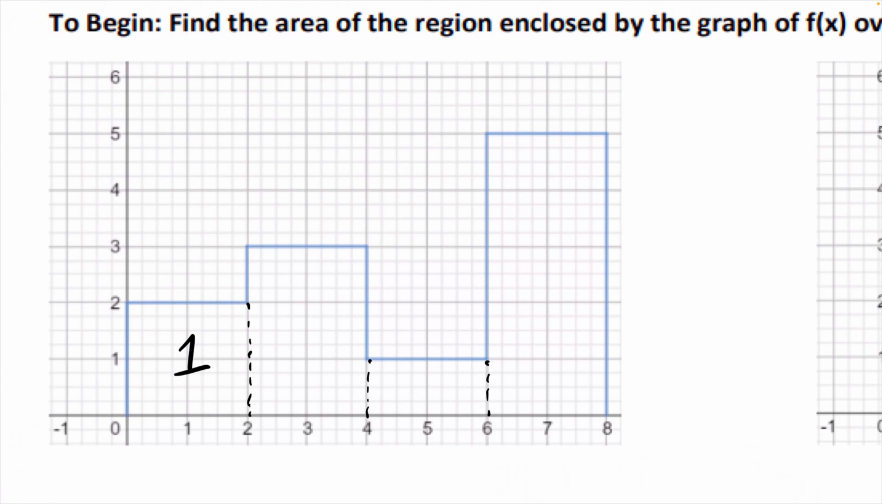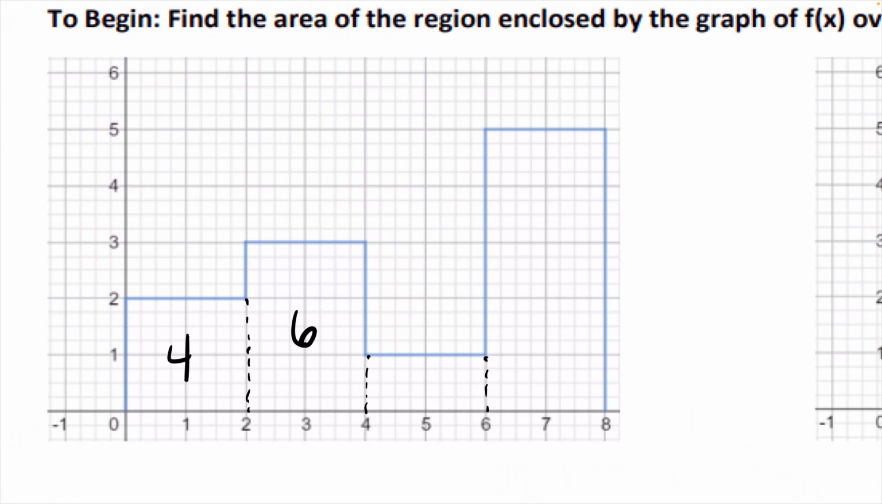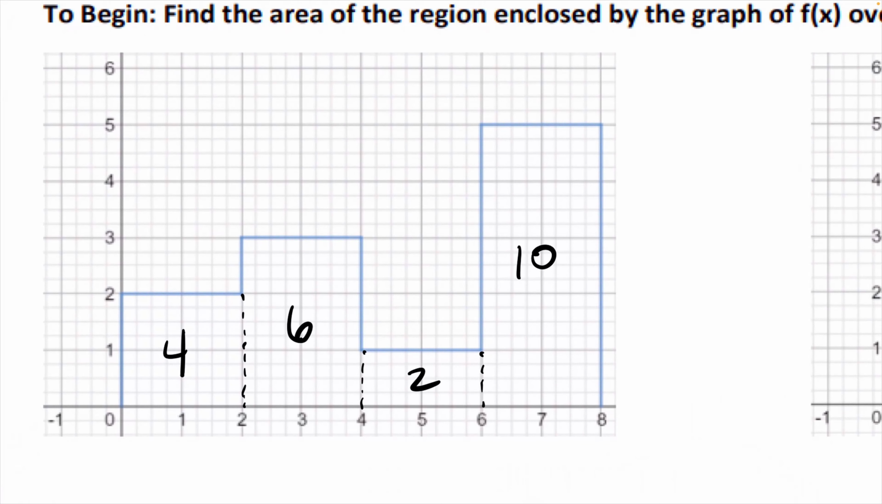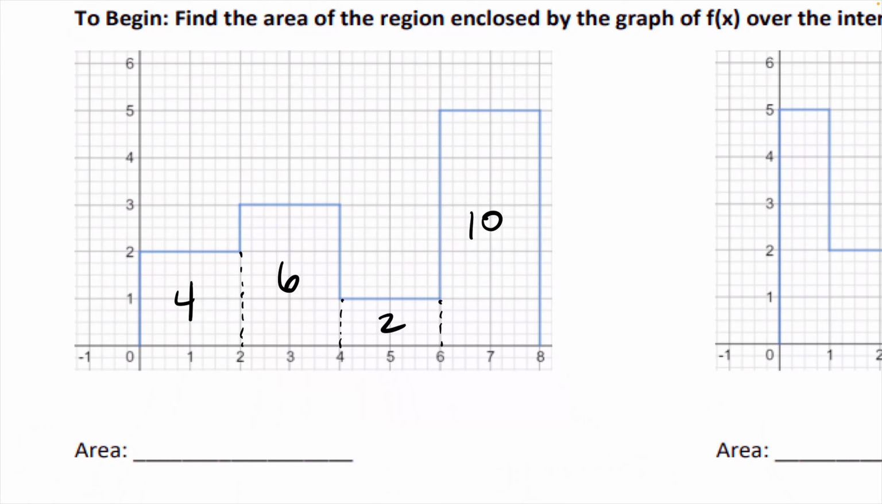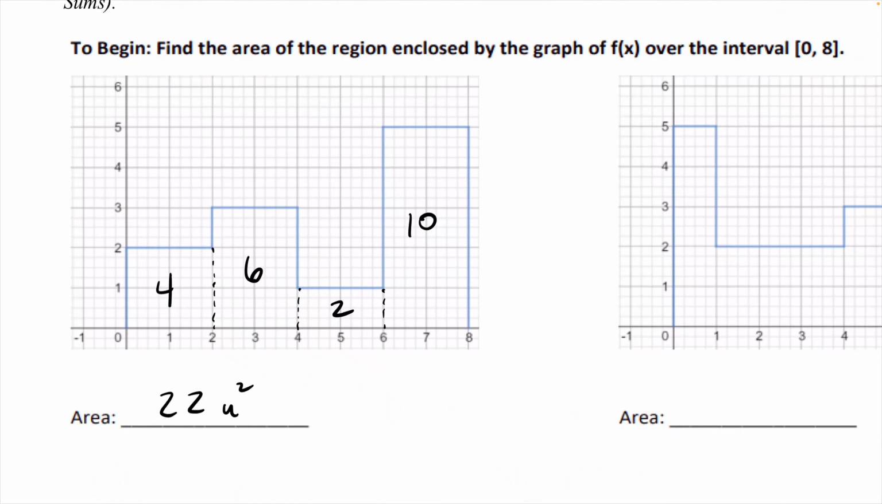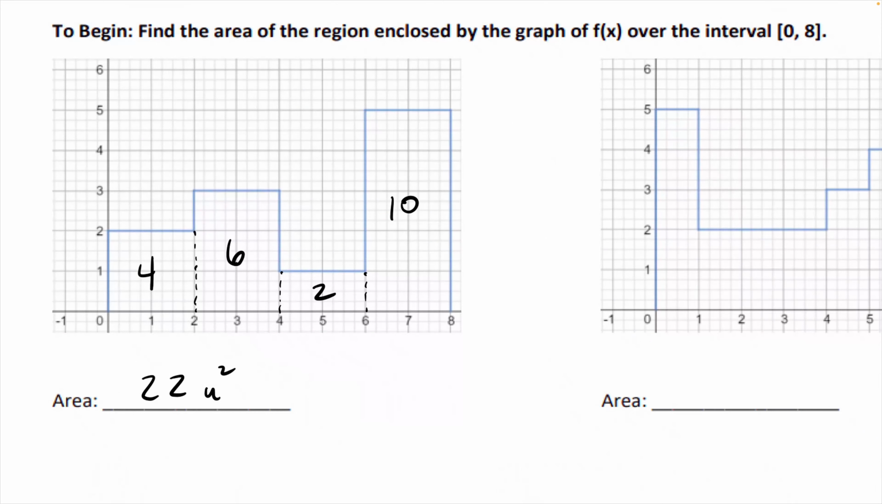The next box is a 1, or sorry, it's a 2 by 2. Yeah, it's a 2 by 2. I read that wrong. So it'd be 4, right? The next one's a 2 by 3, so that's 6. The next one is a 2 by 1. And the last one's a 2 by 5. So we would add them all together, and we get 22. It's area, so we're going to say units squared. I don't know what the units are, but we'll just say units squared. In fact, I'll just write the word unit. Units squared. Okay?